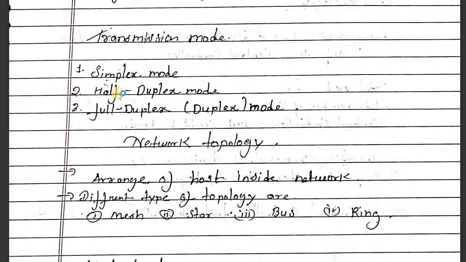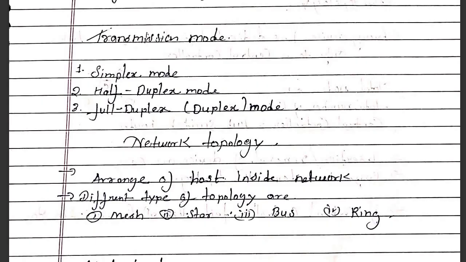Then the half duplex. In half duplex, the communication is bidirectional, but at a time only one-way communication happens. For example, like a walkie-talkie. If the receiver side is sending a signal, then at one time only one can send a message. Like if the receiver is sending an SMS.